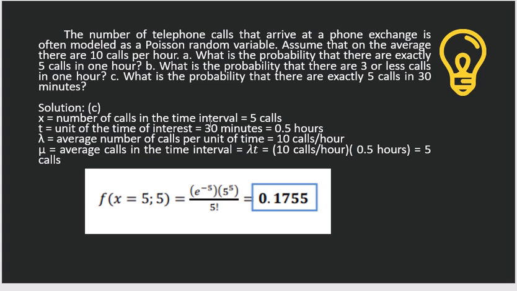And lastly, for letter C, what is the probability for 5 calls? The unit of time is 30 minutes, which is equivalent to 0.5 hours, and the number of calls is still 10 per hour. So 10 multiplied by 0.5 will be 5 calls, which is what it must reach. If you follow the condition, the probability is 0.1755.